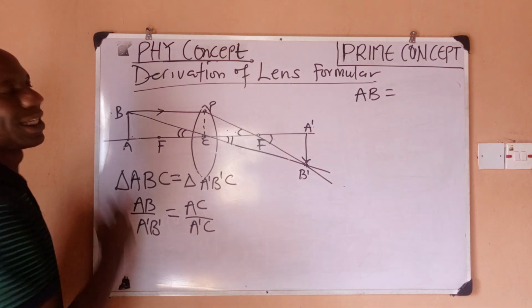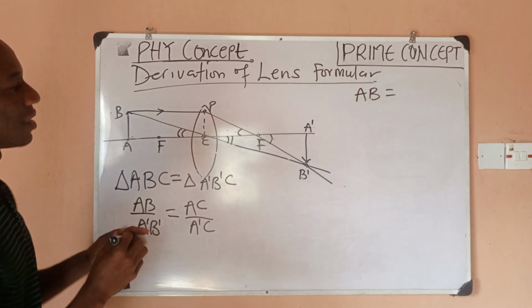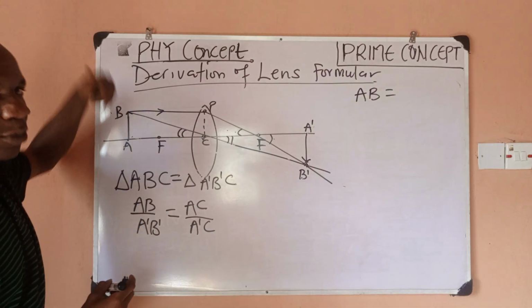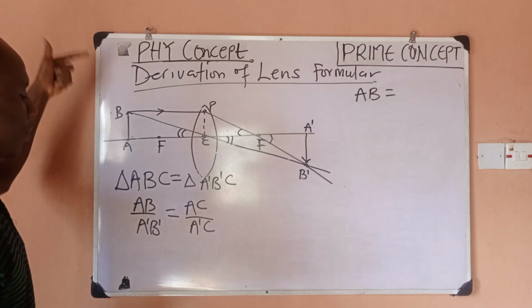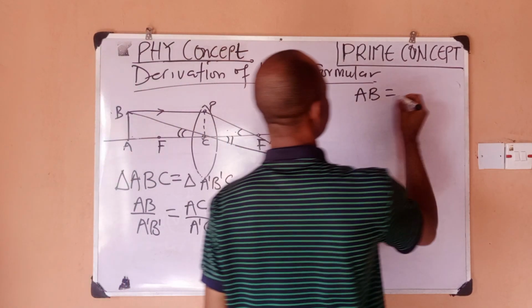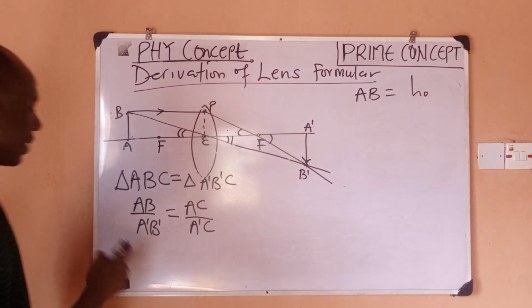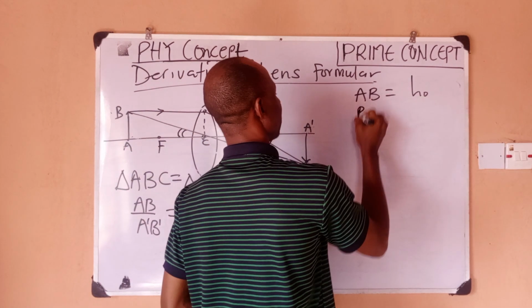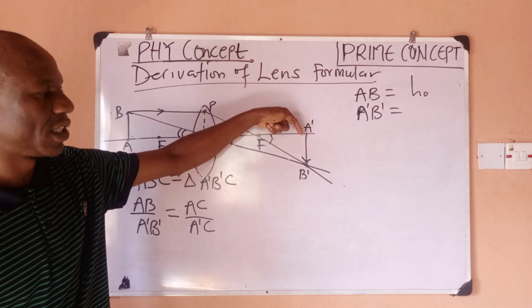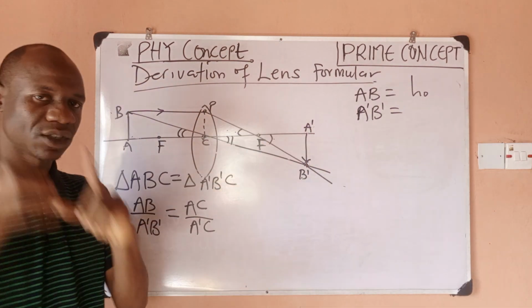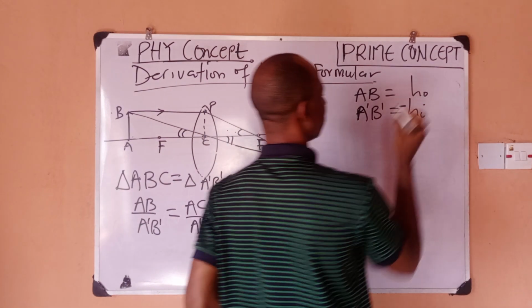AB is the height of our object because this is our object. Remember, anything pointing up is positive, pointing down is negative. So AB is the height of our object, which is pointing up. So I'm going to have AB to be the height of our object, HO. Again, A prime B prime is the height of our image. You'll notice it is pointing down, which is where? Negative. So the height of our image is going to be negative, right?